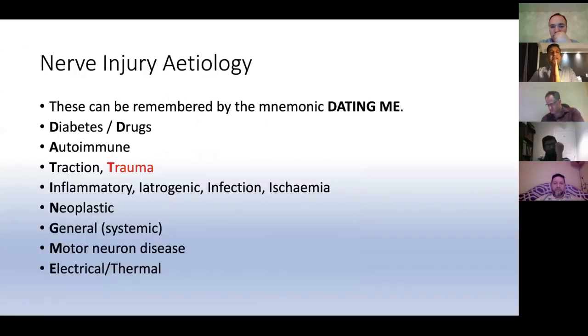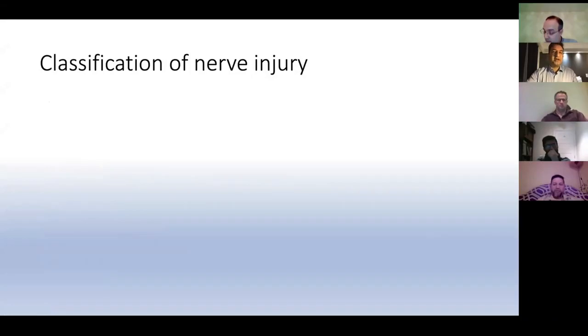Okay, so let's move on to nerve injury. And this is really the crux of my talk. Nerve injury can be caused by a number of different things. Most commonly is trauma. But I've created a little mnemonic, which is a nice way of remembering the etiology. So it's remembered by the mnemonic dating me: diabetes and drugs, autoimmune causes, traction or trauma, and I've highlighted trauma because that's the most common cause, inflammatory, iatrogenic, infection, neoplastic causes, general or systemic causes, motor neuron disease, and finally, electrical or thermal causes. So how do we classify nerve injury?